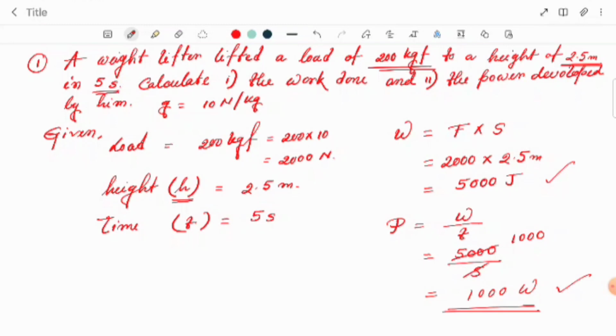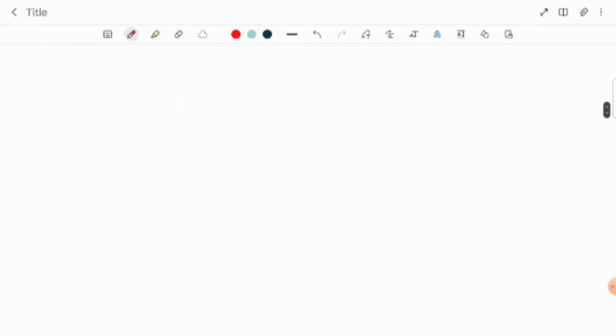Okay, so this is the first question we have done. So here move on to the second question. Let's start the second question. Question number 2. This one we can try.